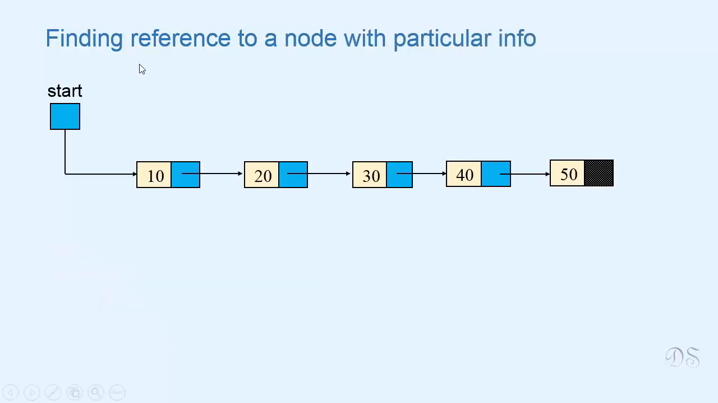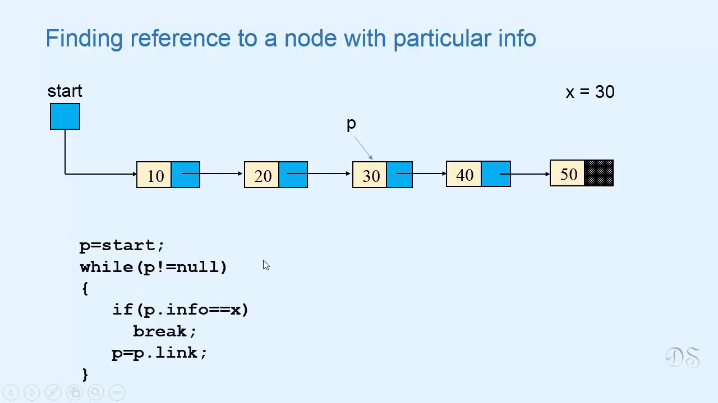Now we'll see how we can find reference to a node with a particular info. Suppose we are given this value x and we have to find reference to a node that contains this value x. If the value of x is 30, then in this list we have to find reference to this node. This is the code that will give us reference to a node that contains value x. We have already seen this code while we were learning searching in a linked list. So this loop will stop when p refers to the node that contains x. And if x is not present in the list, then p will be null.